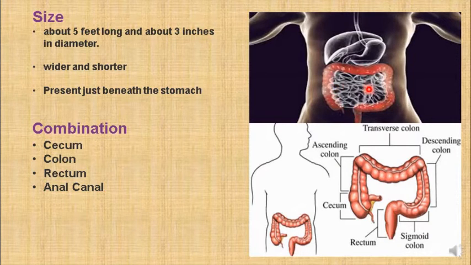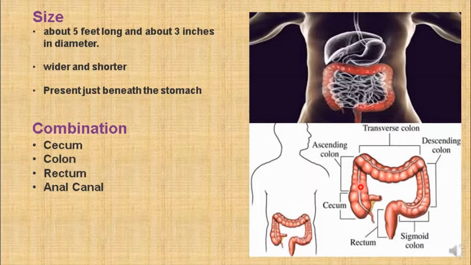It is wider and shorter than the small intestine. It is wrapping the small intestine from the outer lateral part of it. You can see this is the outer part and it is wrapping around it. It is beneath the stomach. This is the stomach and this is the large intestine.